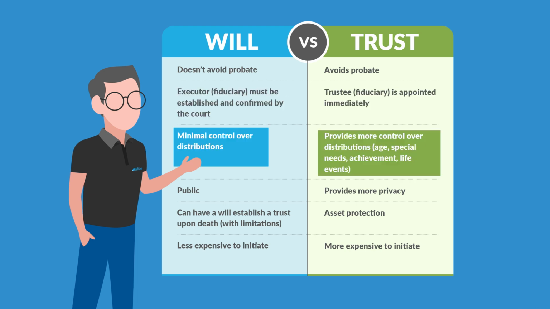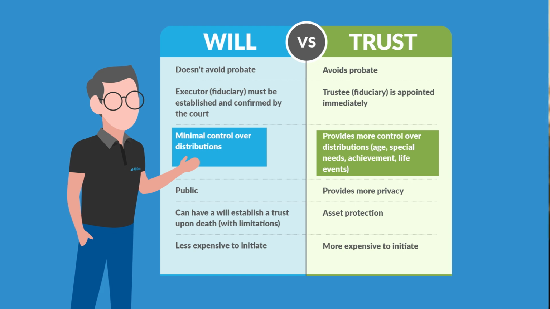The other thing is you really have minimal control with a will over how the money gets distributed on your passing. Whereas within a trust, it does provide a lot more control, and there's all types of ways that you can control how that money's distributed and who it is distributed to. So that's the benefit of the trust. Not that the will doesn't say how you want it distributed, but the trust goes a step beyond that, giving you some extra control measures, which are usually based on age or life accomplishments.